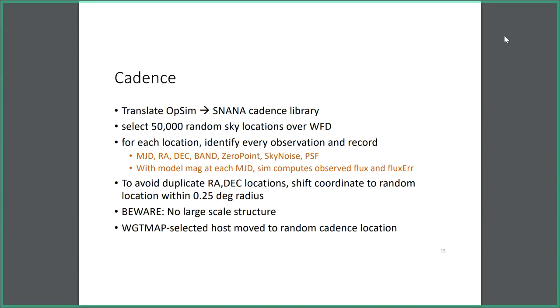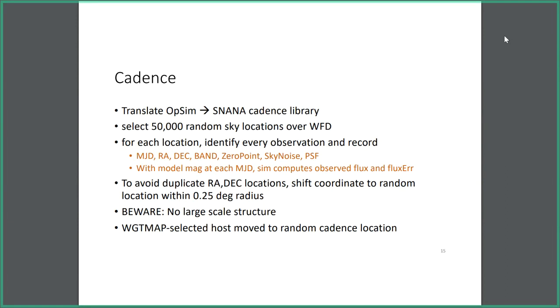Okay. For the cadence, it's based on OpSim, but the SNANA simulation doesn't read OpSim. There's a translator that translates the cadence. And the idea is we pick 50,000 random sky locations over the wide, fast, deep area. And for each location, we sort of drill through and identify every observation and record the image properties, essentially, which are listed in brown. And then using the model magnitude at each MJD, the sim computes the observed flux and the uncertainty. Now, of course, with 50,000 locations, we're generating over 100 million events. There would be a lot of duplicate RA and DEC locations. So we shift the coordinates to a random location within a small radius so that you don't get duplicate RA DEC locations.